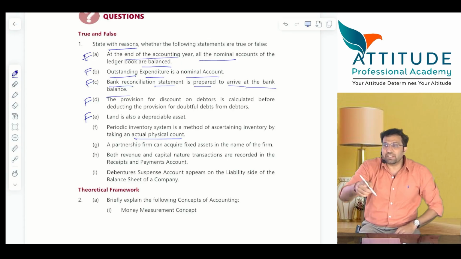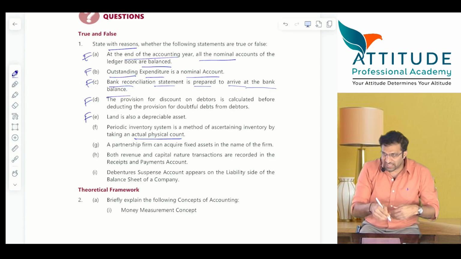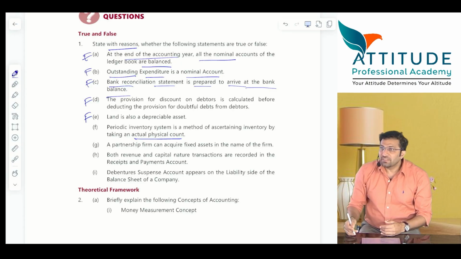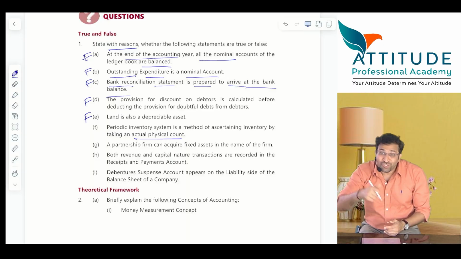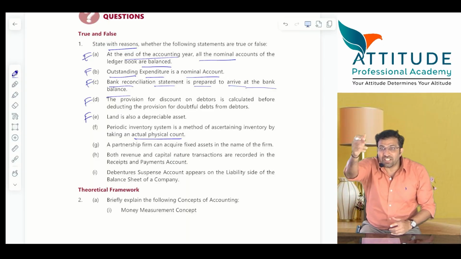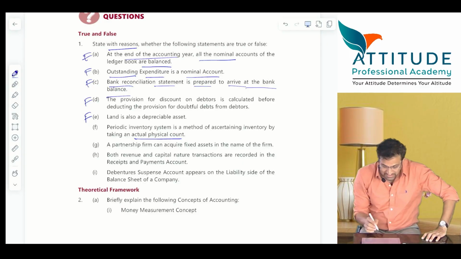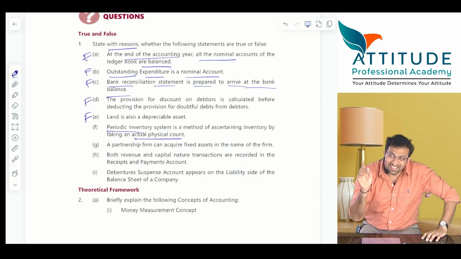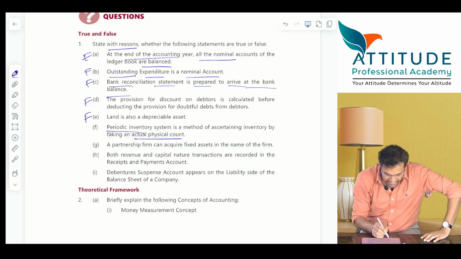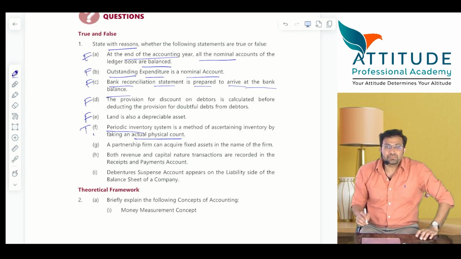Tell me, when you go once in a year, what do you do? You check the books or you physically check it? Physically check. I told you, floor to books, books to floor. You still remember? Yes or no? So will you not physically check it? Yes. So in periodic inventory, it is a physical inventory system. So this is true. Right there, true.